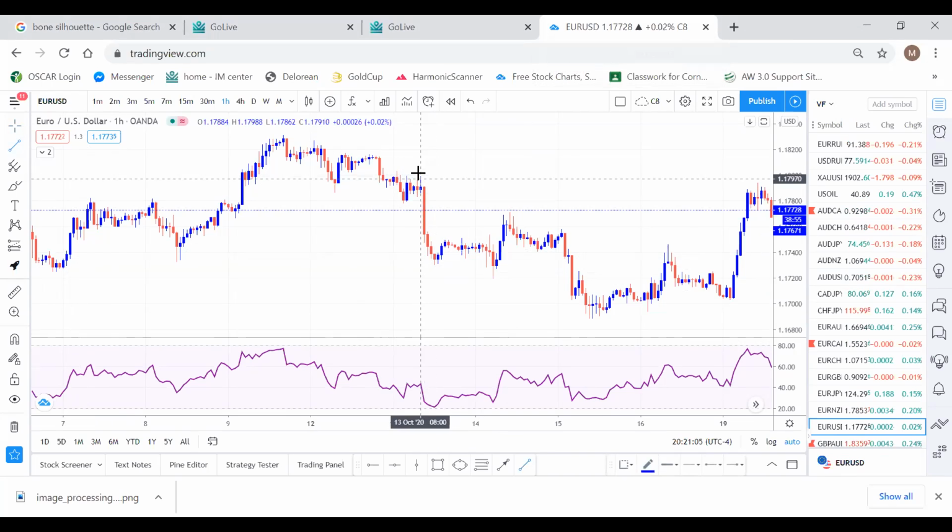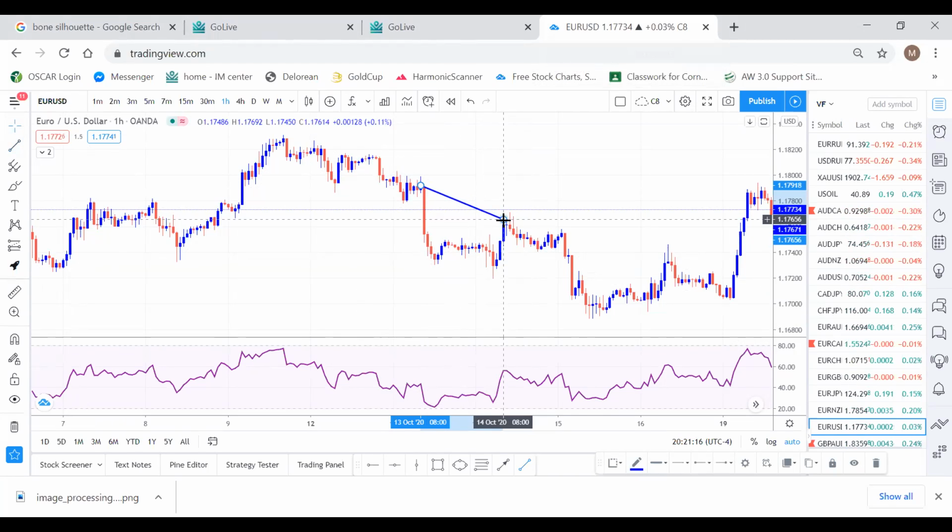Right. So remember when we're doing divergence, we want to look at the peaks lining up, not just from the candlesticks, but also with the oscillator. So we have the RSI on.